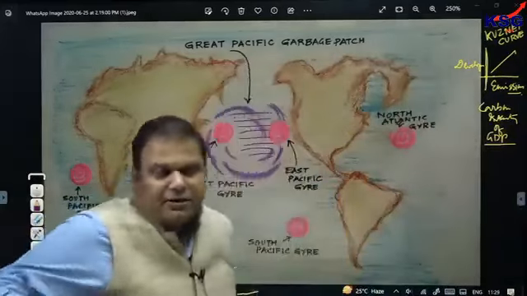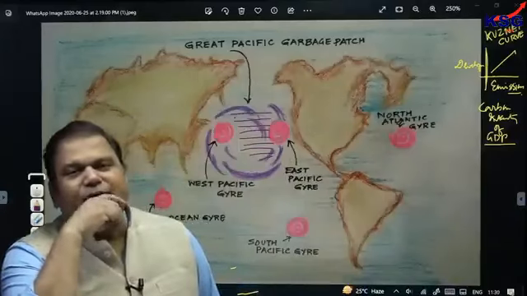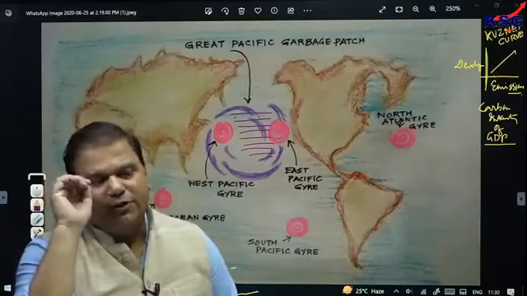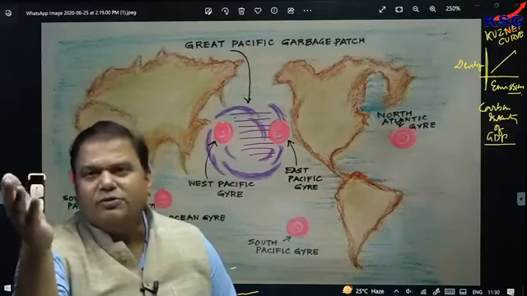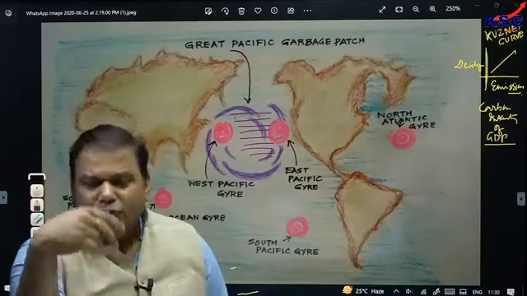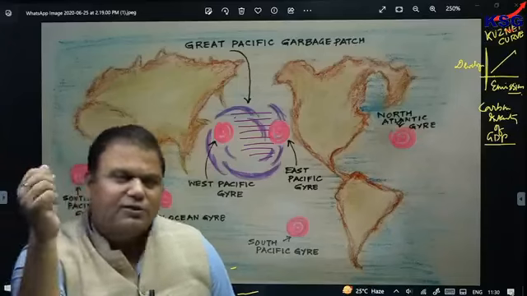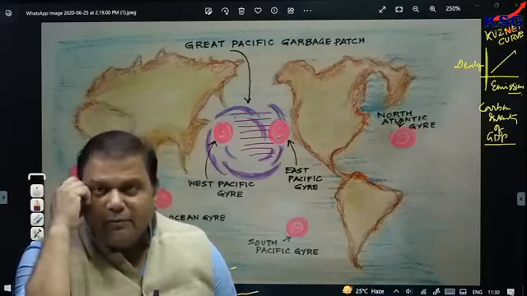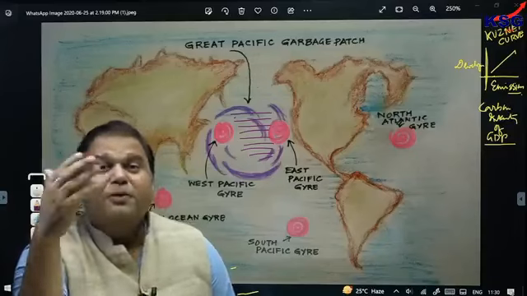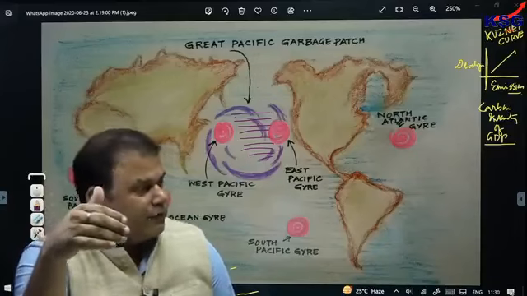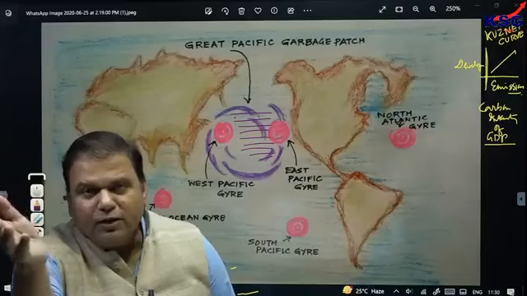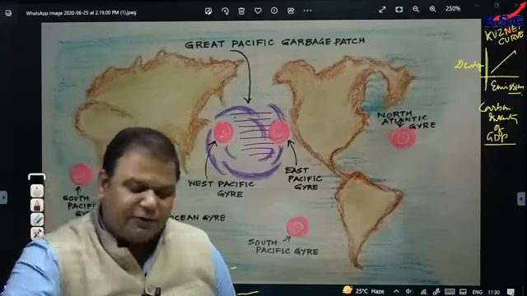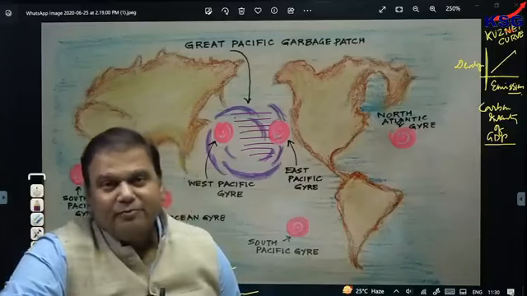we can say that as far as the Great Pacific Garbage Patch is concerned, it is also the biggest example of plastic pollution in the world, because in it 2,69,000 million tons of plastic is present, which can be divided into three parts. One is called macroplastic, which has a diameter of more than 200 mm. Second is called mesoplastic, which has a diameter between 4.75 to 200 mm. And third is called microplastic, which has a diameter of less than 4.75 mm.